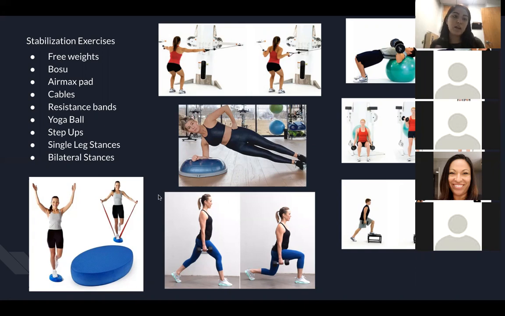Resistance bands also challenge your joints. Yoga balls also challenge the core if you ever want to incorporate that, making a flat surface into more of a challenging surface. And then changing up your stances will also help too. So from double leg to single leg, or even bilateral instead of doing a double. So instead of doing a squat, you can do lunges instead. So that's one way of doing it.